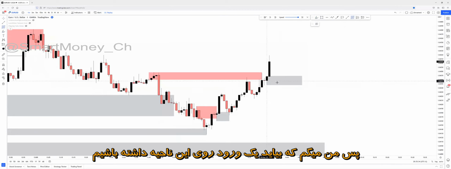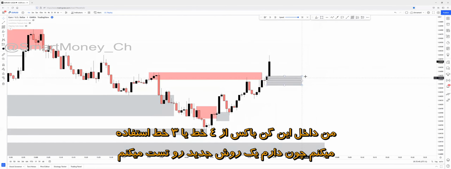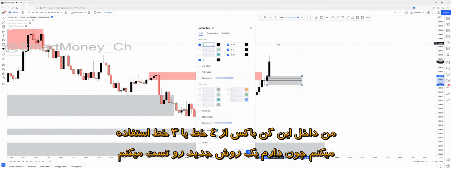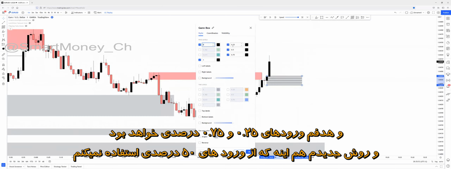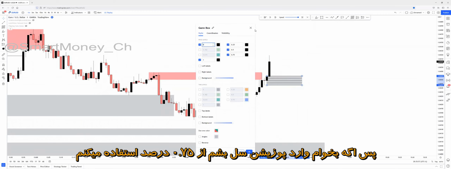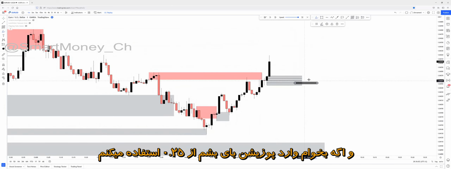So I would say let's try an entry opportunity on this zone. Yeah, a question about the Gambucks. You might wonder why I have 4 lines or 3 lines inside of the Gambucks. I'm testing out a new method. The new method is that I'm not taking entry limits on the 50%. I'm aiming for the 25% or 75%. So if I'm taking a short opportunity, I'm opening a position on the 75%. If I'm taking a long opportunity, I'm aiming for the 25%.